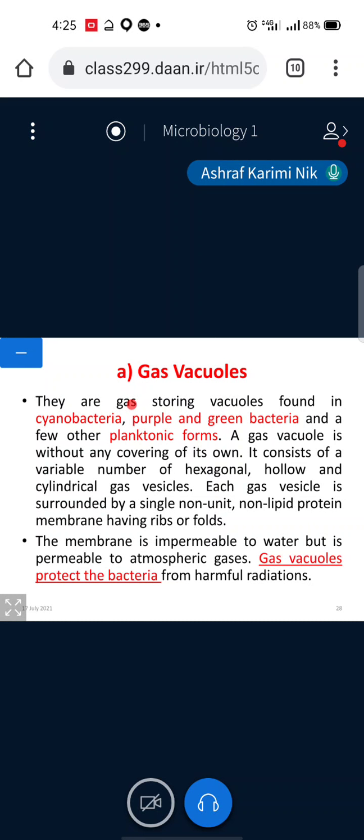A, gas vacuoles. These are gas storing vacuoles found in cyanobacteria, purple and green bacteria, and a few other planktonic forms. Gas vacuole is seen in photosynthetic bacteria. Cyanobacteria are oxygenic photosynthetic bacteria.